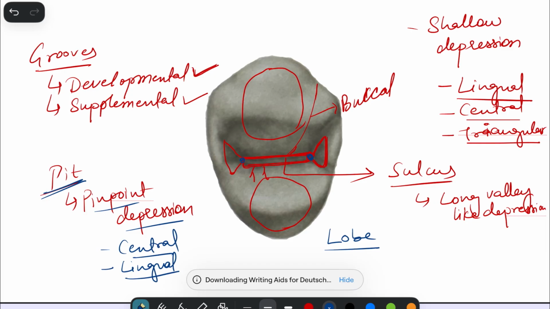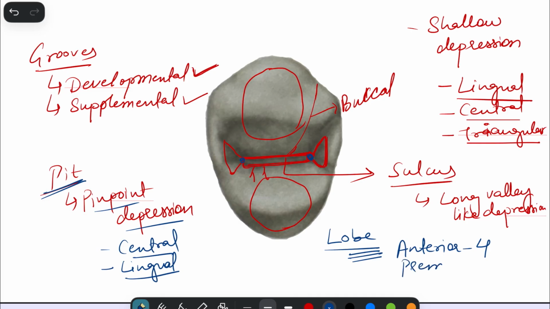Lastly, lobe. A lobe is one of the primary sections of the tooth formation during development. Teeth develop from developmental lobes. Okay. Now important points about the lobe. Most anterior teeth develop from four lobes. Premolars develop from four lobes as well, and molars develop from 4 to 5 lobes. Okay, this is also an important MCQ question.